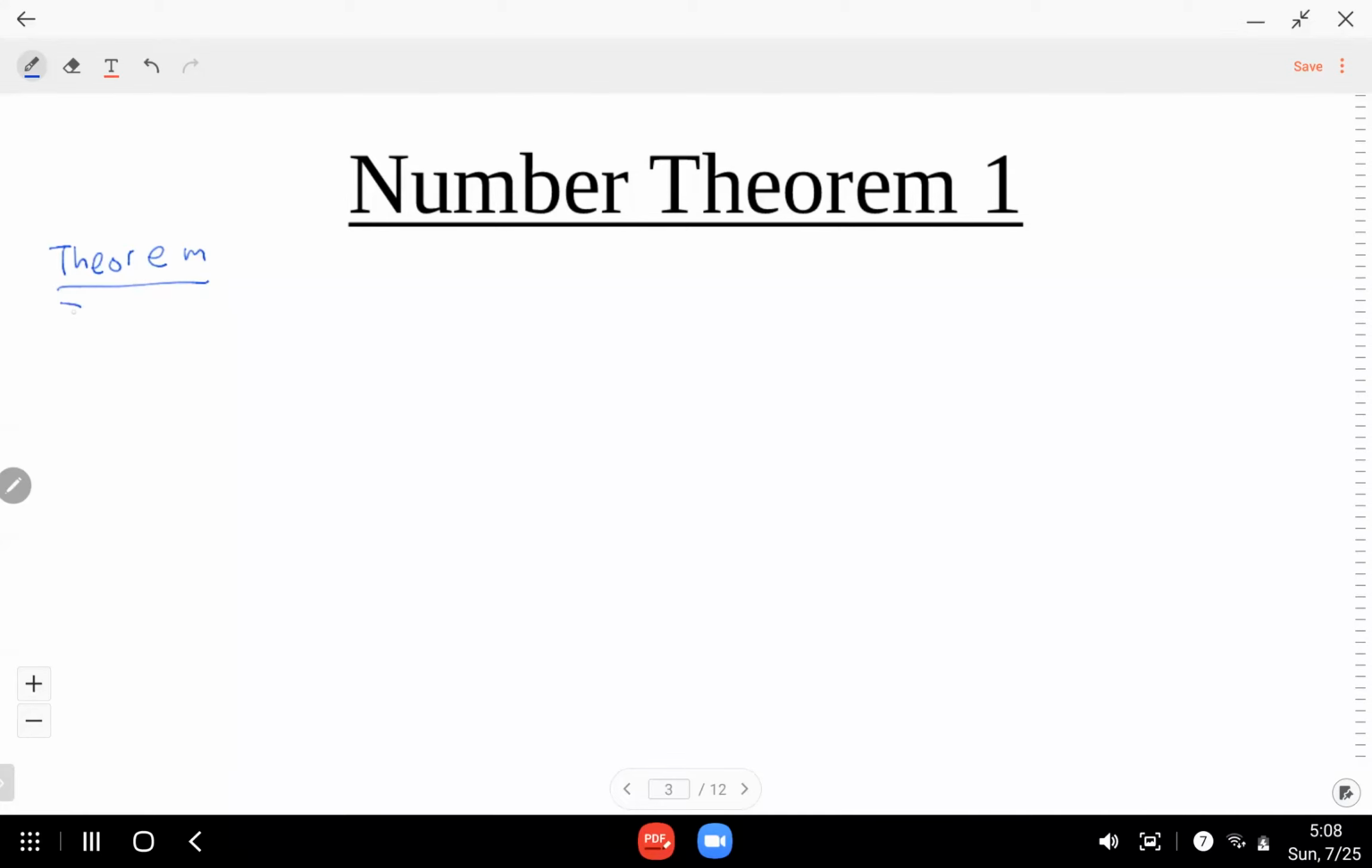So the theorem is, if A is less than B, then A plus C is less than B plus C. Okay, and C is a real number. And this is quite an important theorem to remember when you are doing algebra. Okay, when you're solving linear equations. I know this is very obvious, not very hard.